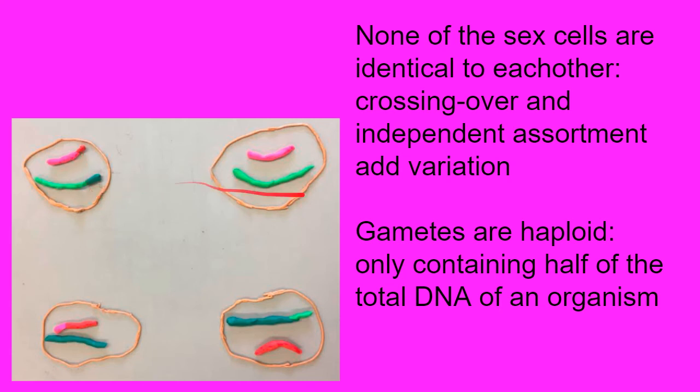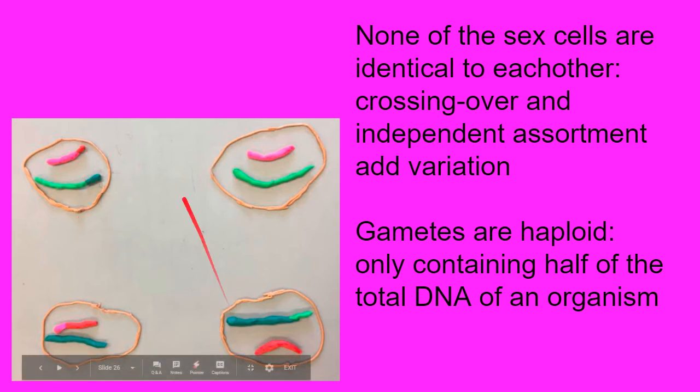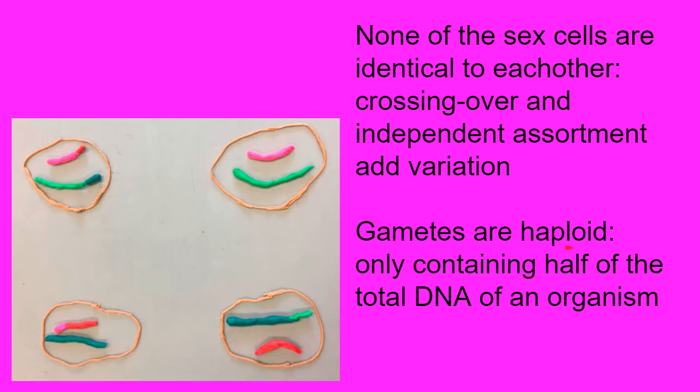So even with crossing over, even though these are both light green, this could have a little bit of dark green and this could have possibly a little bit of red. And you know how these independently assort, you could have dark green with pink just as easily as you could have dark green with red. But again, this idea that they're haploid, half as much of the total DNA.